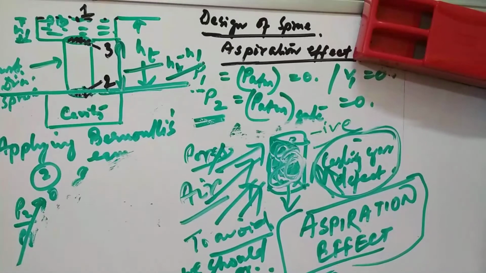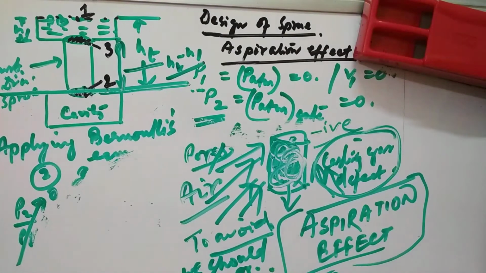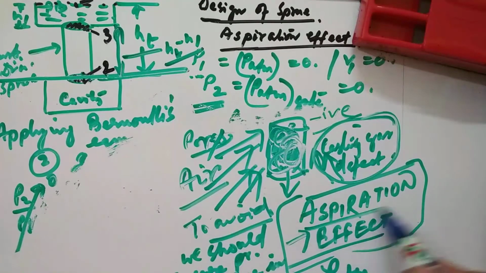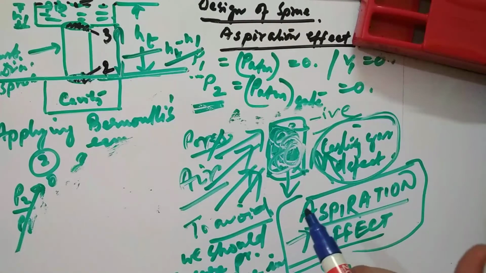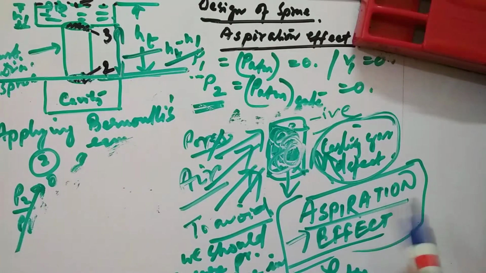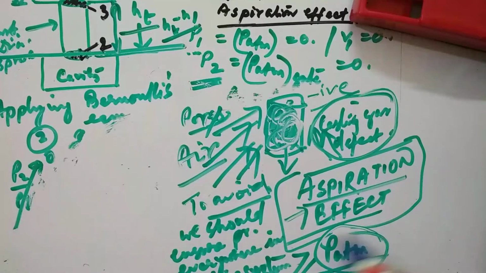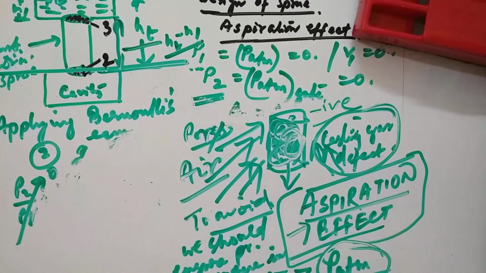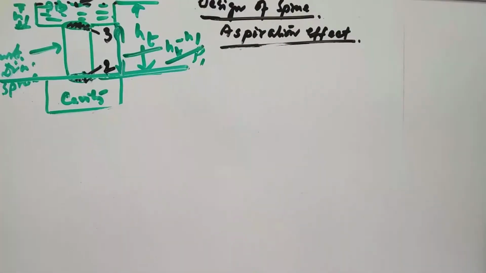So you have to keep in mind while designing a sprue that in order to reduce aspiration effect, you have to make sure that the pressure everywhere in the casting system should be greater than or equal to the atmospheric pressure. Okay, now let us consider another thing.